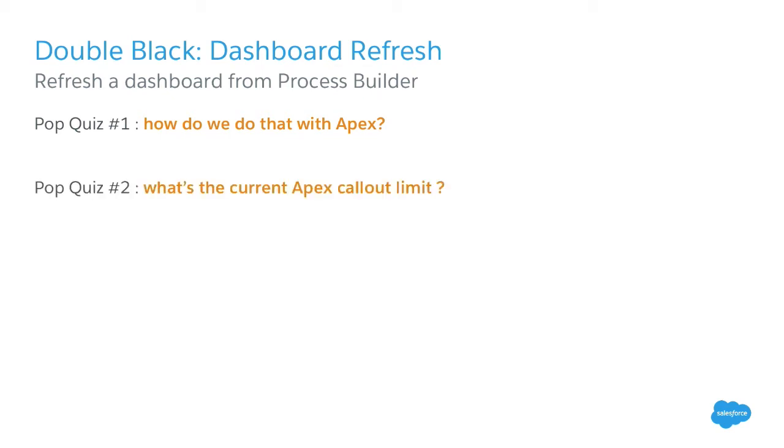Anyone know the current Apex callout limit? How many of these could we have running simultaneously? What is it? 10? OK, I have no idea. I'll tell you why I don't care in a second. So let's go look at the code.